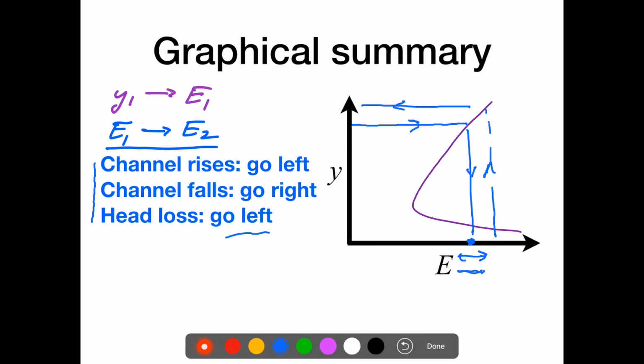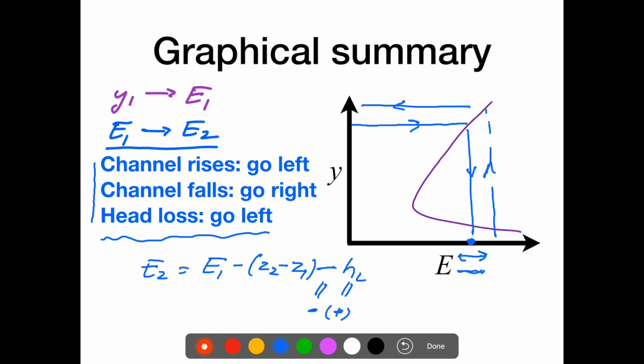And one thing about head loss, because of the energy equation, it's always going to push you to the left if you have head loss. You can't have negative head loss. So because of the energy equation where we have E2 is equal to E1 minus Z2 minus Z1 minus head loss, head loss itself is always positive. And with this negative sign in front of it, you get a negative times a positive. That will always mean that you will be moving to the left on your diagram. Okay, so between E1 and E2, head loss would always push you to the left.